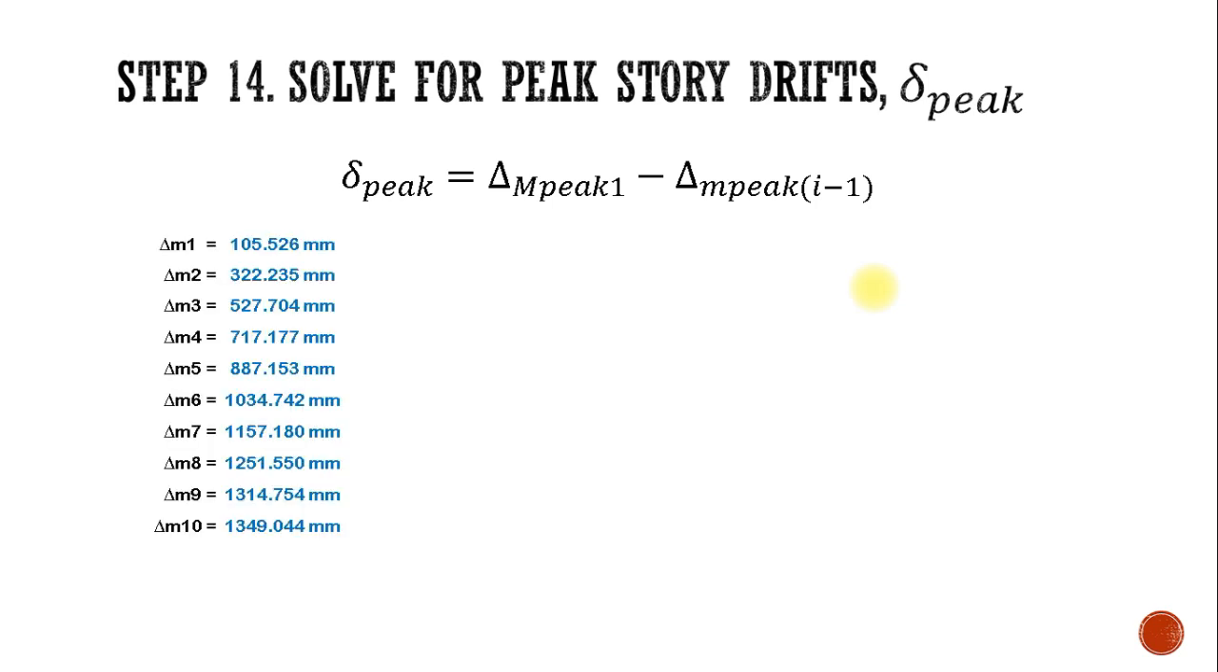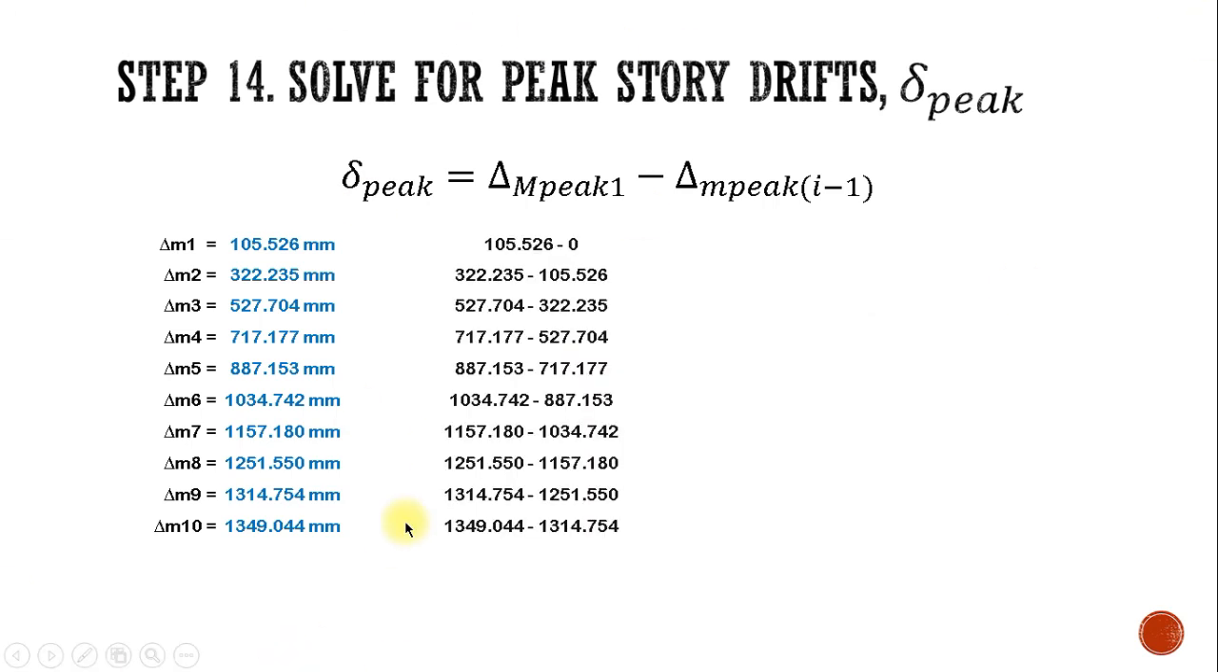So this is our last step. So for solving the delta peak or the peak story drifts, ito yung ating magiging formula. So delta peak is equals to the delta M subscript peak i minus delta M subscript peak i minus 1. So anong ibig sabihin yan? So yung na-compute natin kanina na maximum inelastic displacement, in every floor. So ito yung ating magiging calculations by applying the formula above.